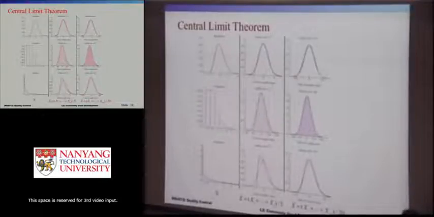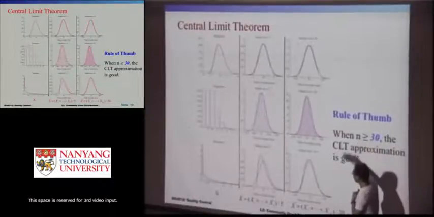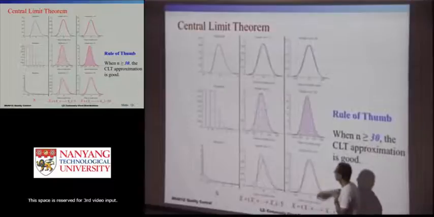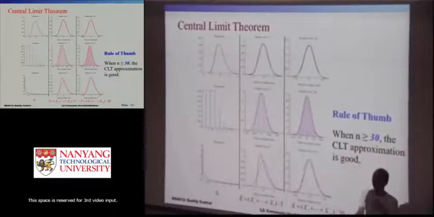For this one, because the original population is very ugly, if we just take 5 random variables, it does not seem to fit very well yet. But if we increase the number of random variables to 30, then we can see they are almost the same. The agreement is reasonable. So the rule of thumb is when the number of random variables is larger than 30, then we can apply the central limit theorem very well.